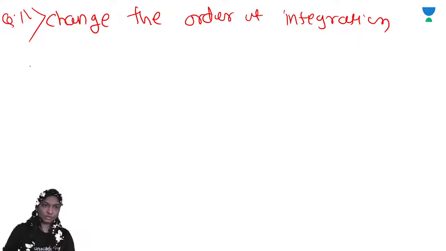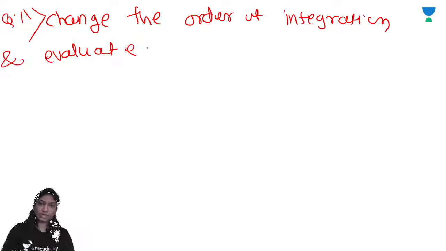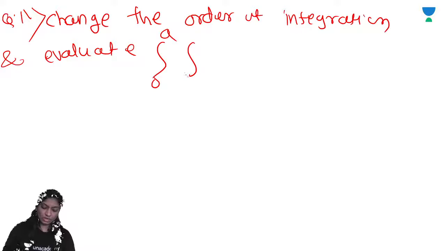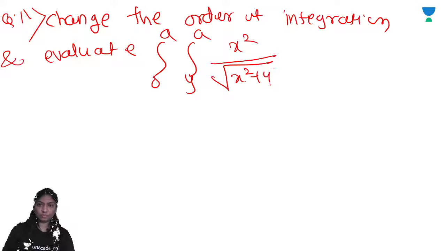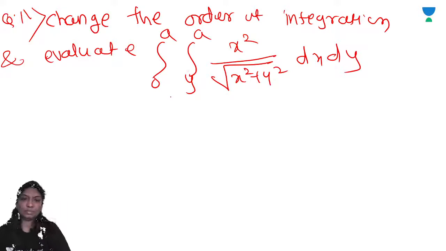Change the order of integration and evaluate the integral from 0 to a, integral from y to a, x square upon root of x square plus y square dx dy. Originally these limits are given, x is equal to y to x is equal to a, meaning originally the strip was parallel to x axis. Now we will change the order of integration. It means in this case we will draw the strip parallel to y axis to get the integral limits.